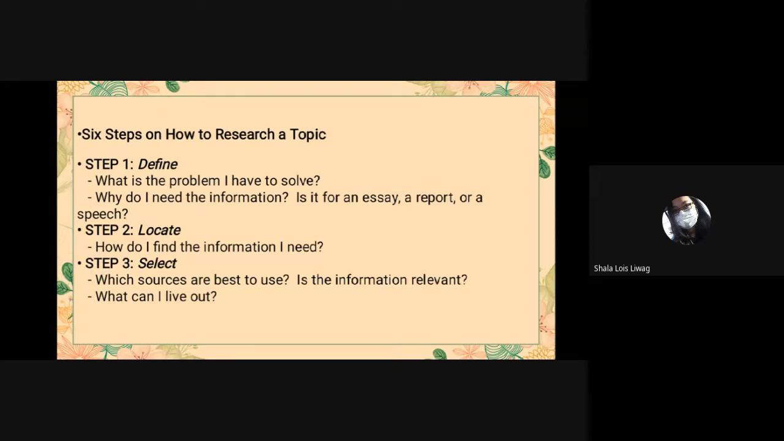Is the information relevant? What can I leave out? So here, you have to evaluate the information carefully. Is the material up to date? Who wrote it? And for what audience? So that would be very important.